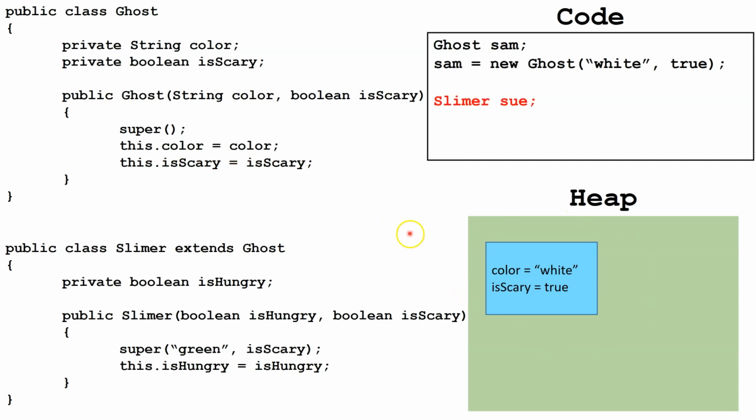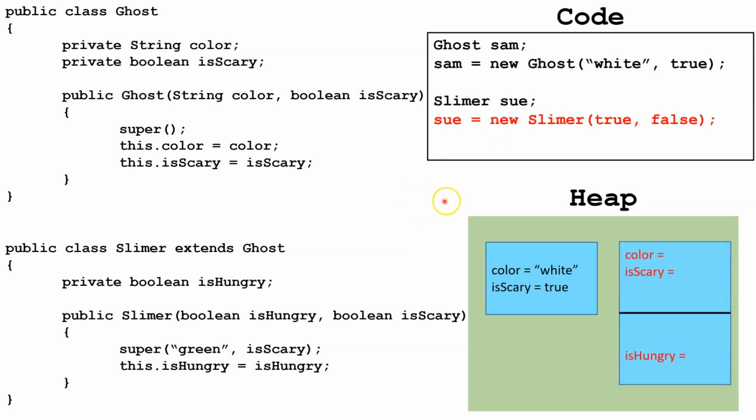Next, let's create an instance of a Slimer. We start by declaring a reference variable Sue of type Slimer. Next, we initialize Sue as a new Slimer and pass the arguments true and false, which go to the parameters isHungry and isScary in the Slimer class. The first thing we do is pass up the string literal green and the value isScary that was passed from the arguments.